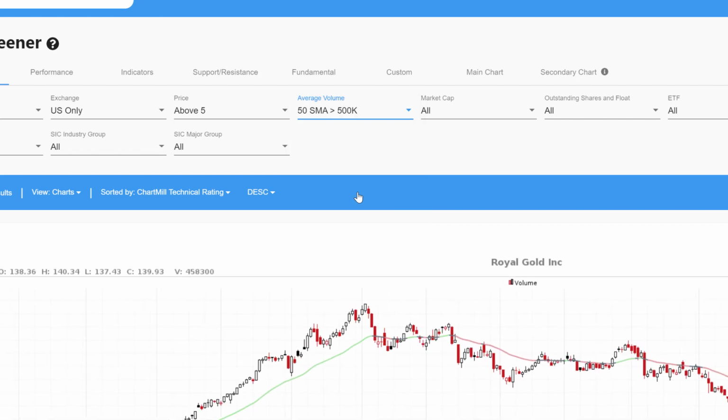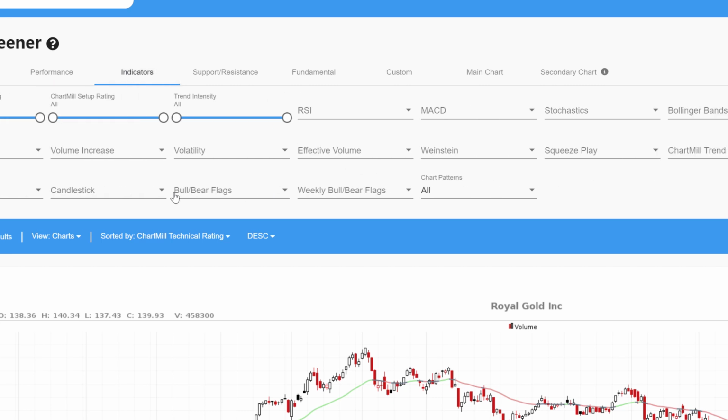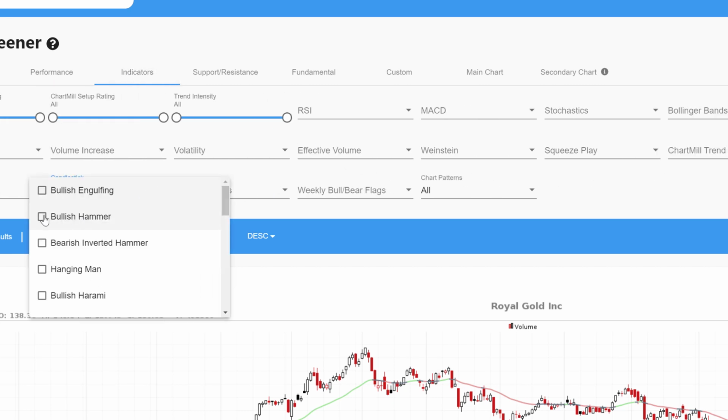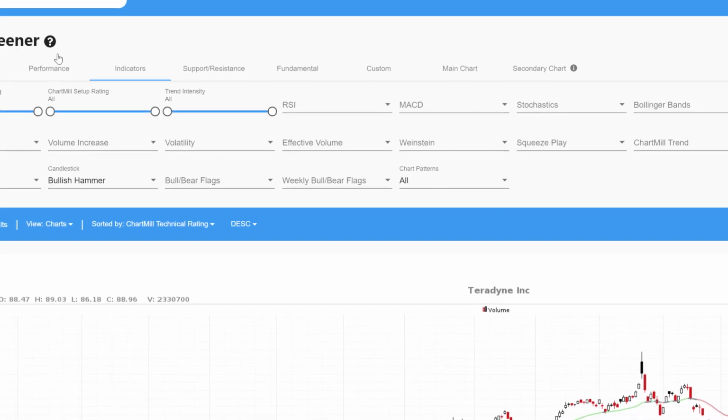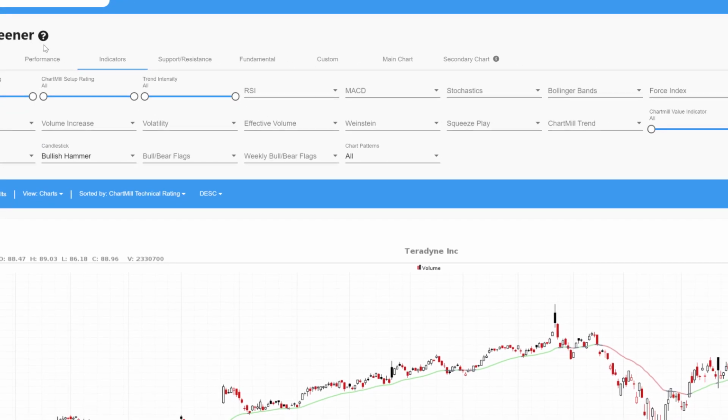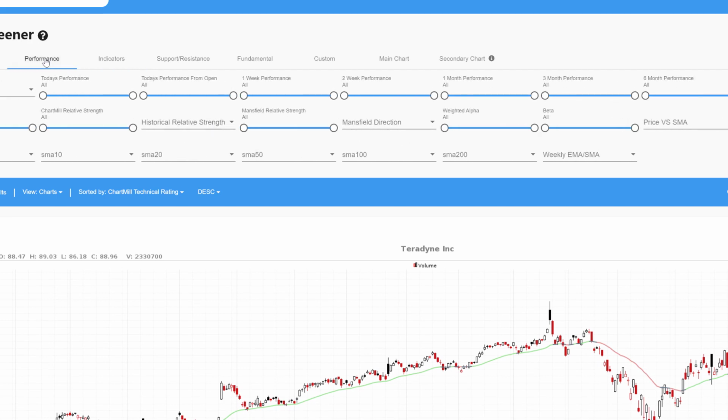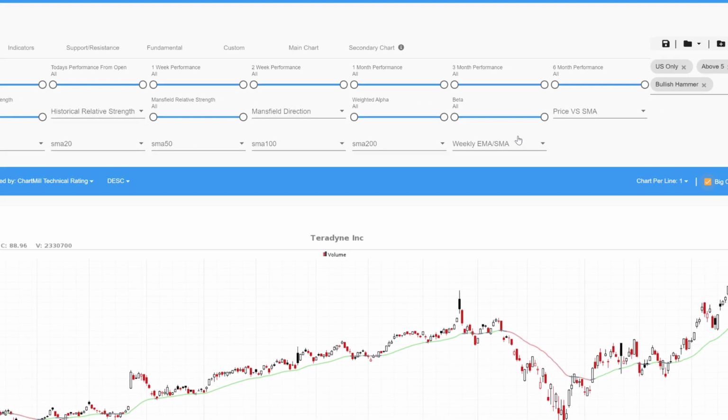Once these basic filters have been set up, we'll go to the Indicators tab and select the Bullish Hammer pattern under the heading Candlesticks. With the next filter, we'll determine how the price relates to a number of moving price averages. This allows us to broadly determine the trend of the shares we are looking for.